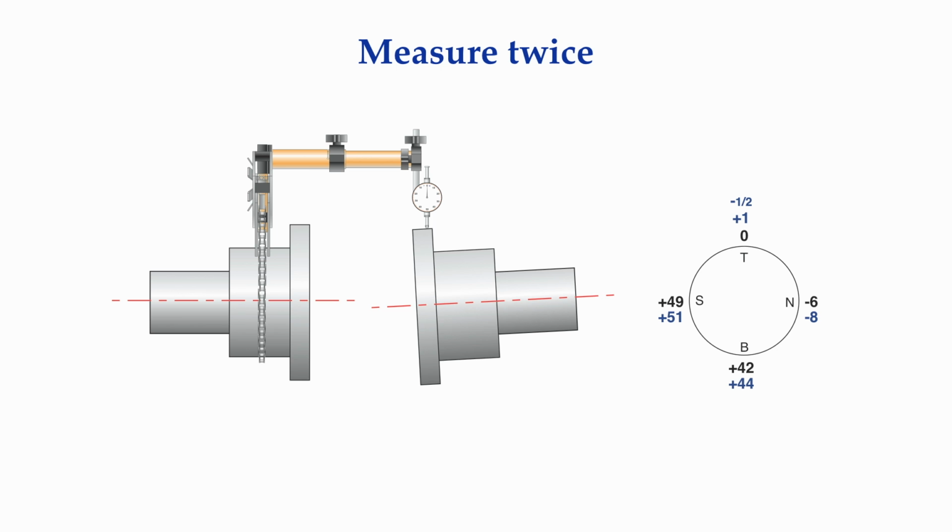If we continue sweeping around and around several times, the average reading on the north side is a -7. The average reading on the bottom is a +43. And the average reading on the south side is +50. Also notice that each set of readings is adhering to the validity rule. Huh? The validity rule? What's that?